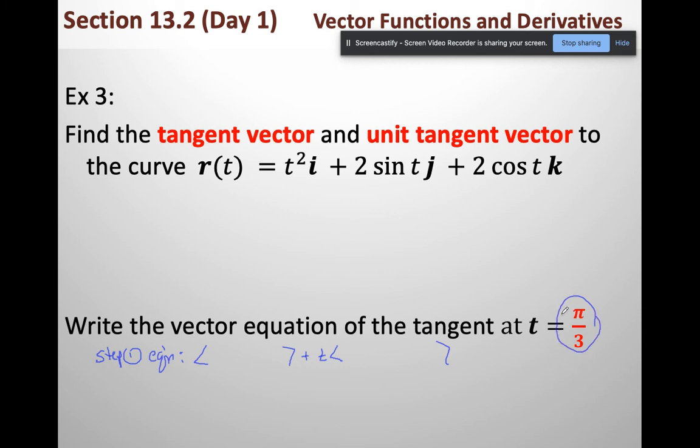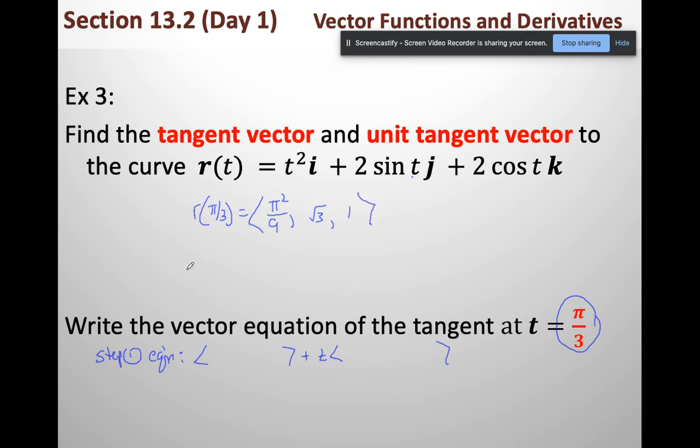So here's the point I want. I need to go back to the original, right? And plug pi over 3 into there. Sine of pi over 3 is root 3 over 2, right? Times 2 is going to be root 3. And then cosine of pi over 3 is a half, times 2 is 1.